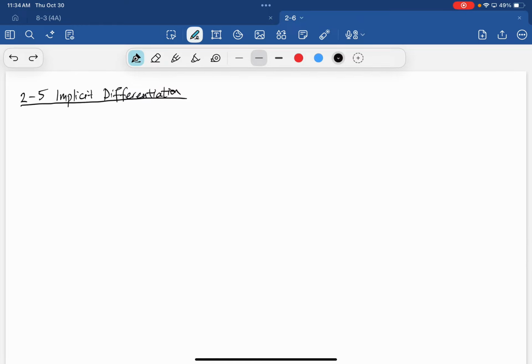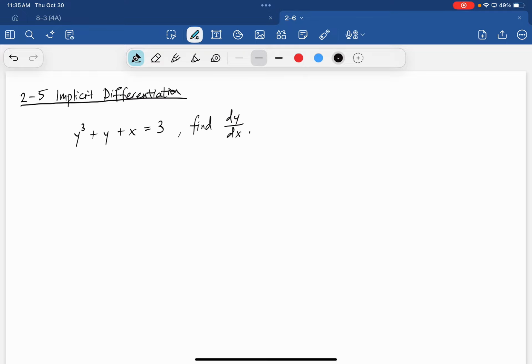Super tall. Okay, implicit differentiation. Now, what is implicit differentiation? That's when we have an equation in x and y where it's very difficult to isolate y itself in terms of x. So let's say we have maybe an equation like y cubed plus y plus x equals 3, and somebody asks you to find the derivative of y with respect to x. So find dy dx.